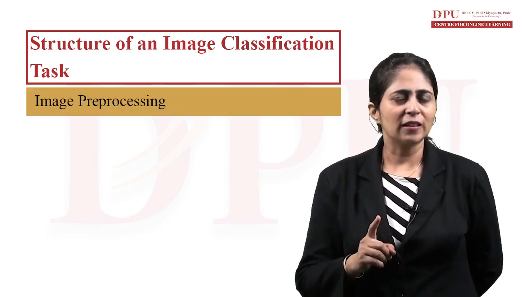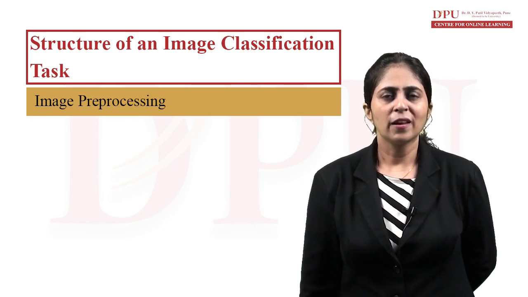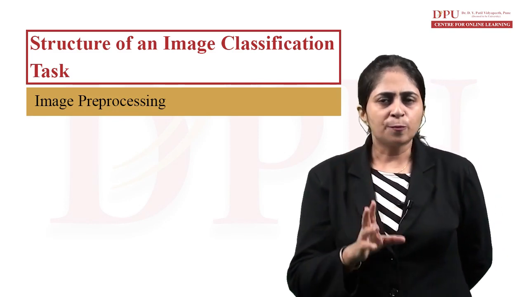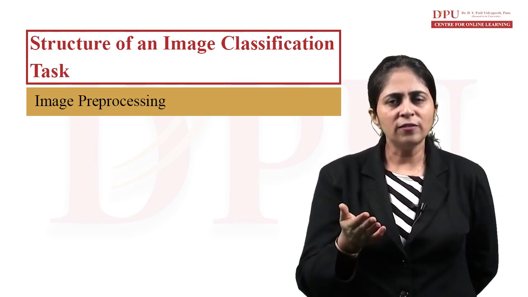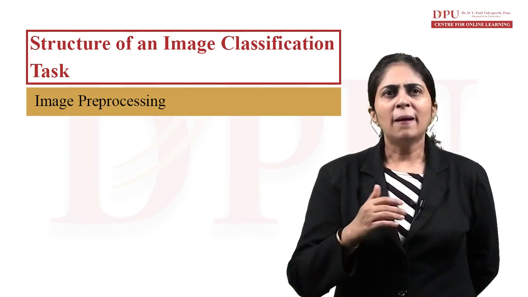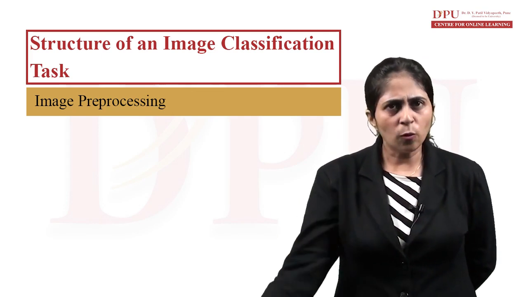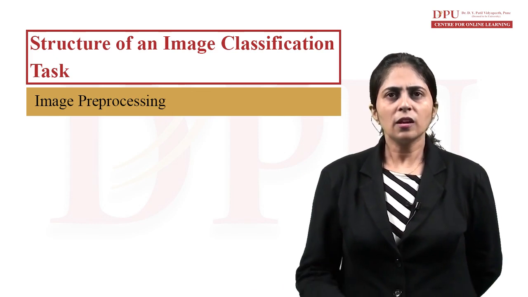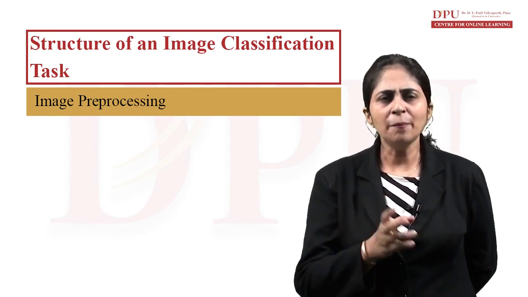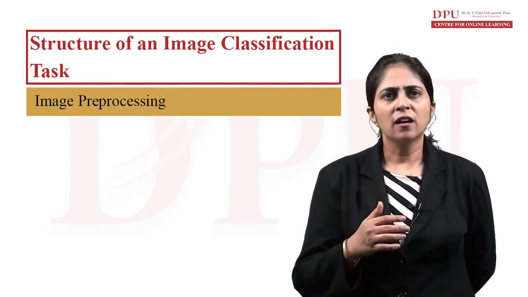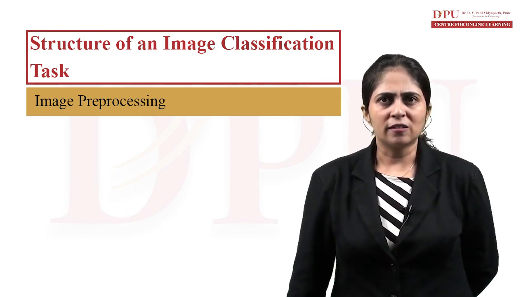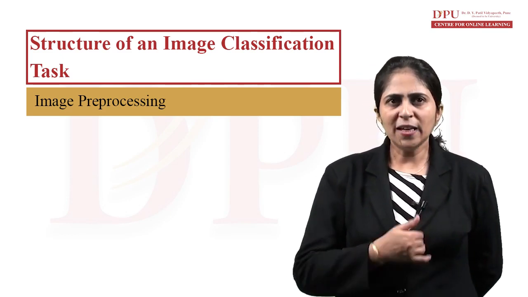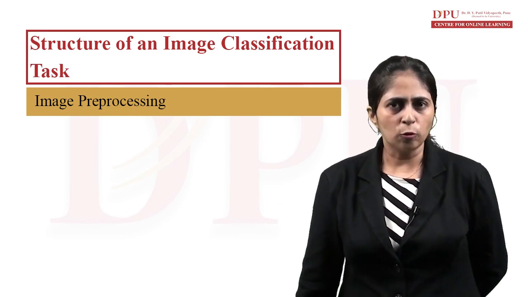Talking about the first one, that is image processing. Now, the aim of this process is to improve the image data by suppressing the unwanted distortion and enhancement of some important features so that our computer vision models can benefit from the improved data to work on.